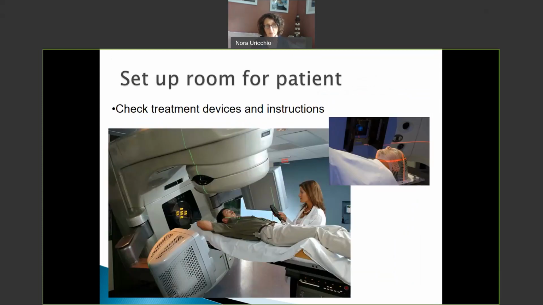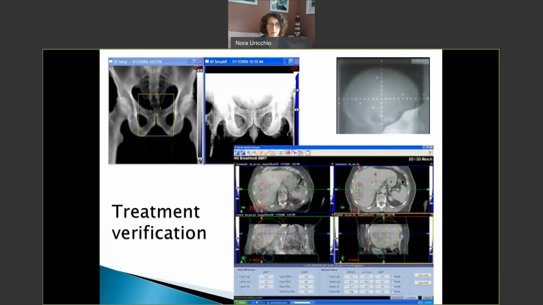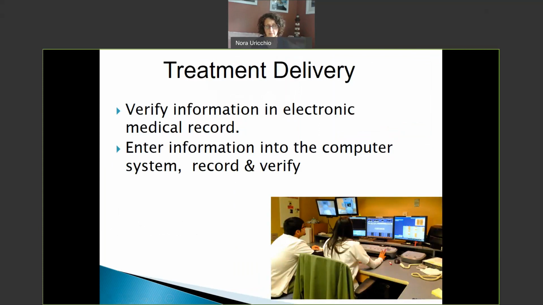What we also do is check and double check the devices that we're using and the instructions that are given to make sure that everything is meeting what the prescription says and what the treatment plan says. We also then can image the patient to verify their position. And these are some different types of images that we can take to verify that position. And then once everything is verified and double checked, we can then actually give the actual treatment.